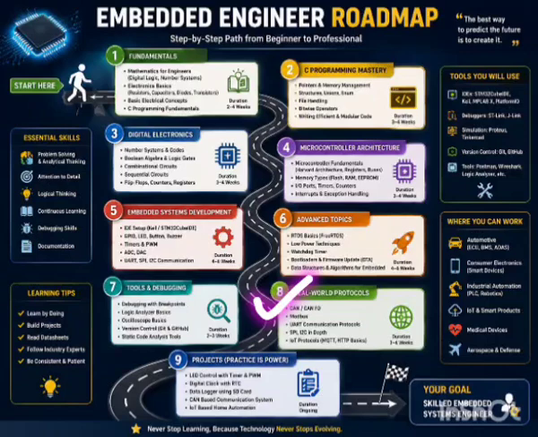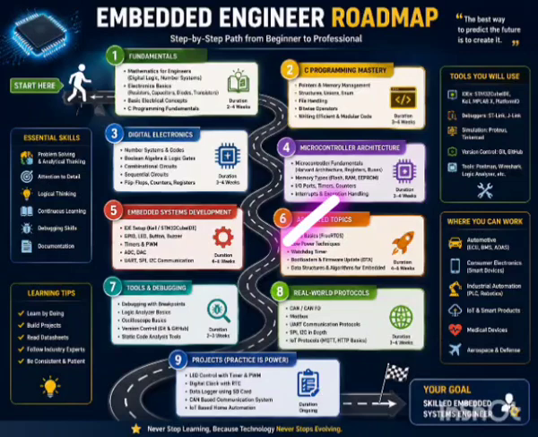Now move on to step 6, learn RTOS. After mastering bare metal programming, learn an RTOS. Start with FreeRTOS: tasks, queues, semaphores, mutex, scheduling. These are the FreeRTOS topics you need to understand. This is required in many professional embedded projects.